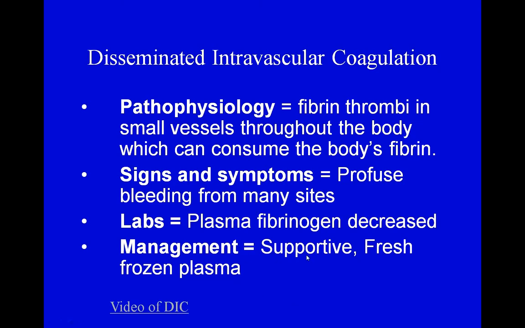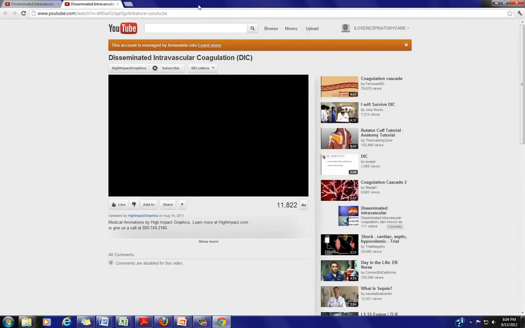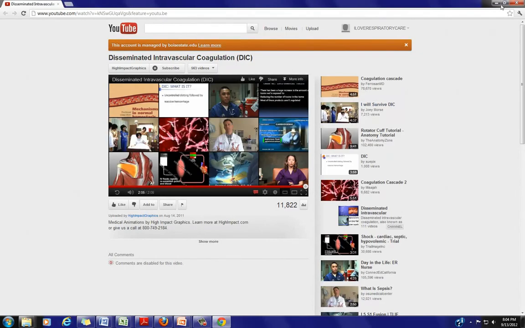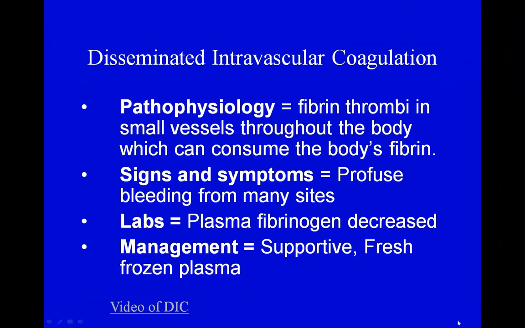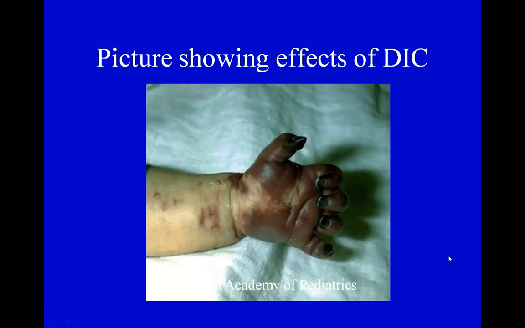The management would be to give fresh frozen plasma. Well, do you remember plasma was the liquid part of the blood? And I mentioned when we talked about the liquid part of the blood, it contains the clotting factors. And remember clotting factor 1? The name of it was fibrinogen. Well, the other thing we do is replace platelets, and we'd give those to you in a transfusion. So, I don't want to go to that again. We've already watched it. Let's go to the next slide.